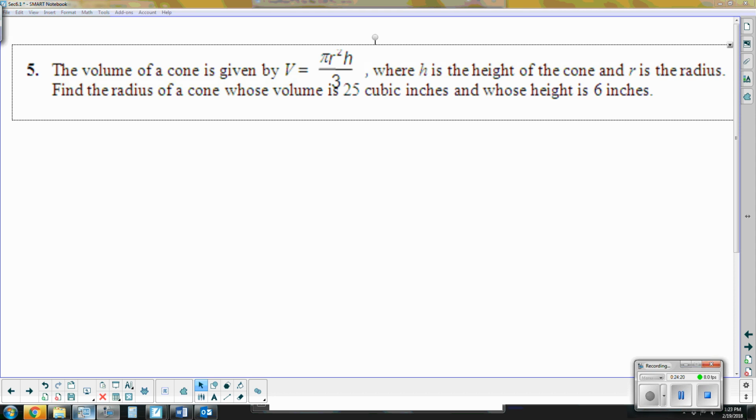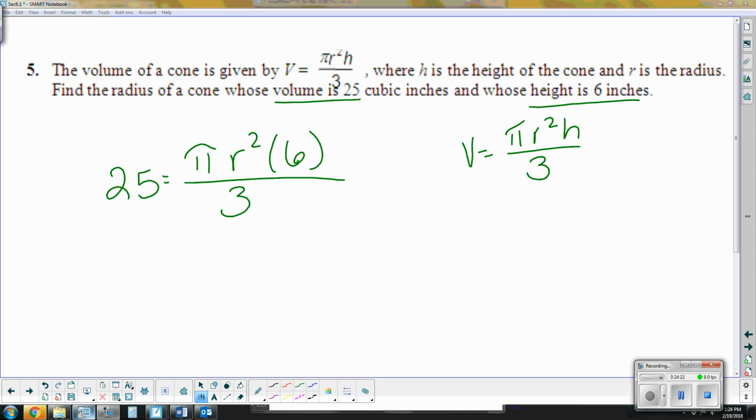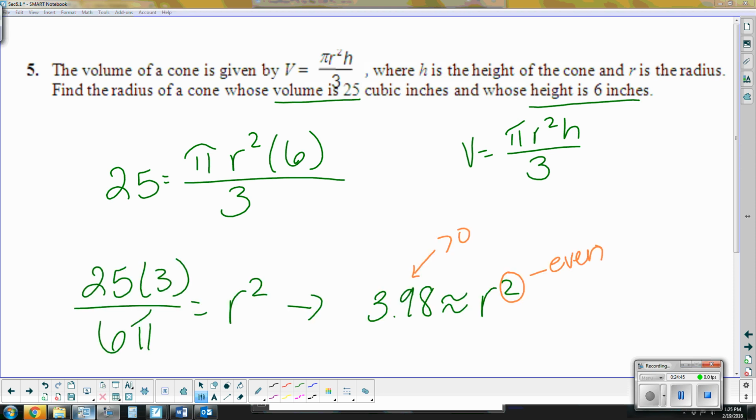And then we'll look at this last problem. So first of all, our volume model is pi r squared times h divided by 3. So our volume is 25 equals pi r squared, which we don't know our r, we don't know our radius, and the height is 6, and that's all divided by 3. So we're going to try to isolate r by multiplying both sides by 3 and dividing by 6 pi. So now we have an even exponent, and our a is greater than 0, so we're going to have two possible solutions.